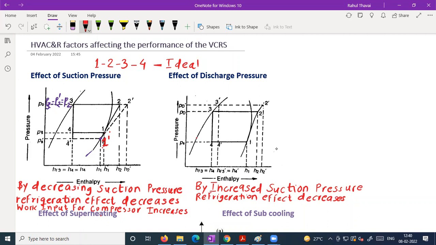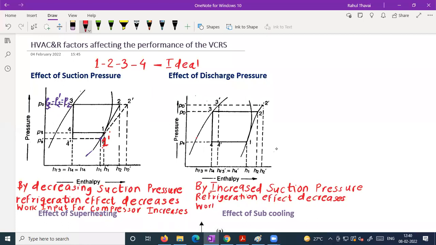So obviously H1 minus H4 dash is less as compared to H1 minus H4, right? So the refrigeration effect decreases. And what happens with the work supplied to the compressor? Again, it increased. Initially it was 1-2-2, but now it is 1-2-2 dash. So obviously, for 1-2-2 dash, more work input is required for the compressor.